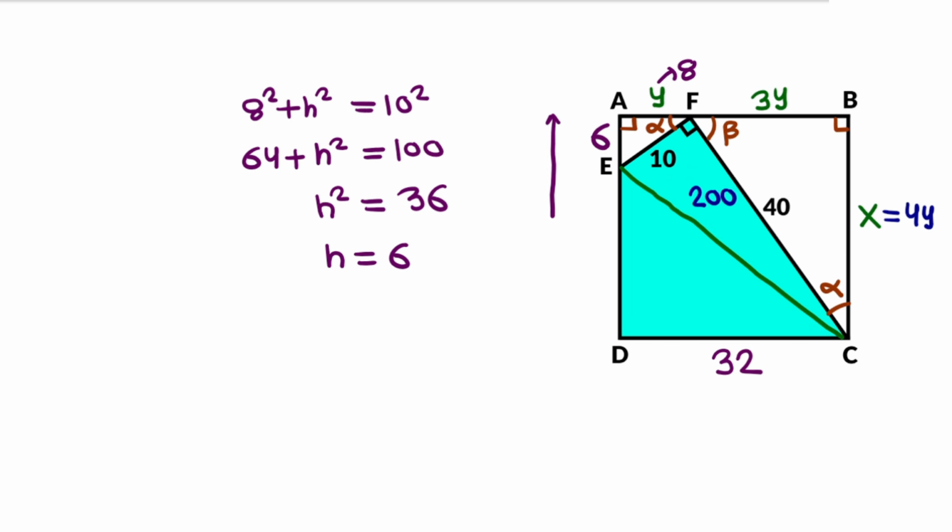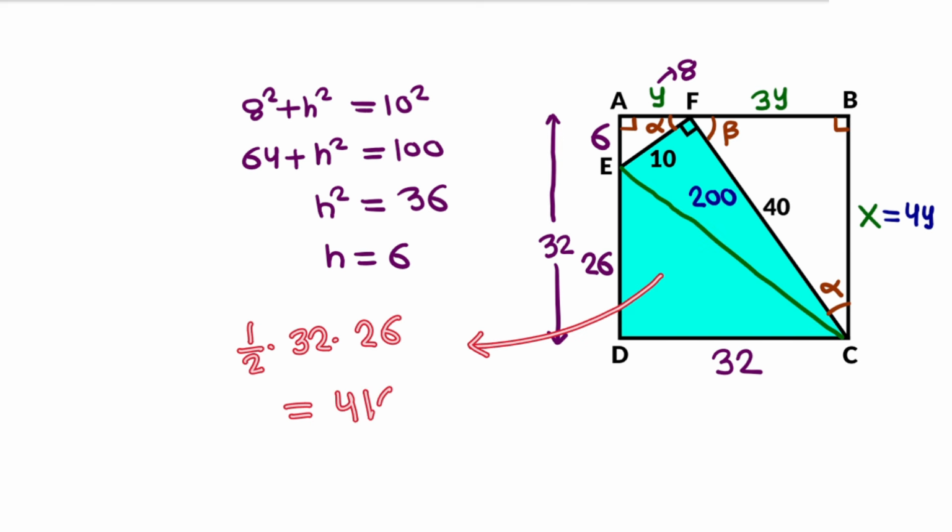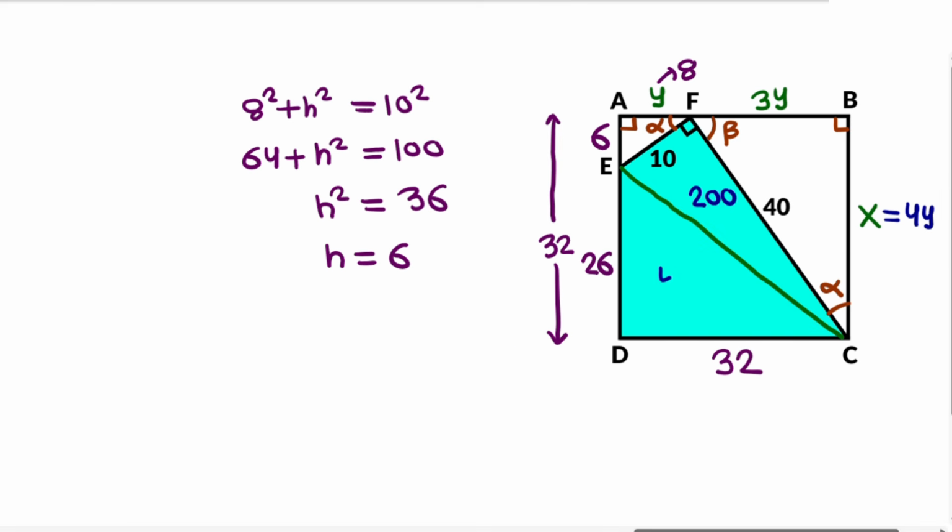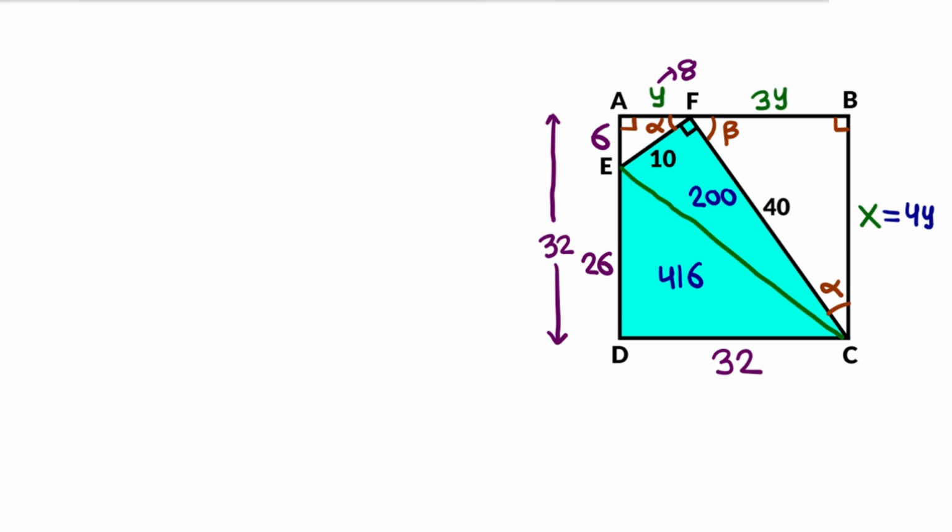Since the entire square has height 32, ED must equal 32 minus 6, which is 26. Now compute the area of triangle CDE. 1/2 times 32 times 26, which equals 416. And finally, we add the two blue pieces together. 200 plus 416 equals exactly 616 square units.